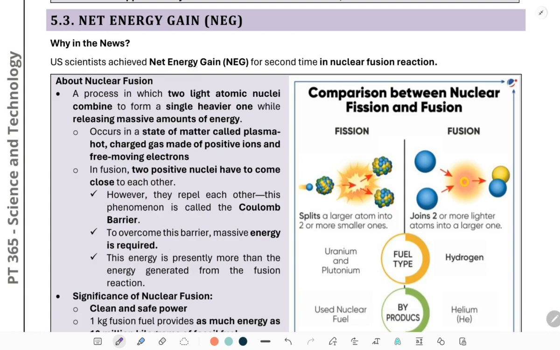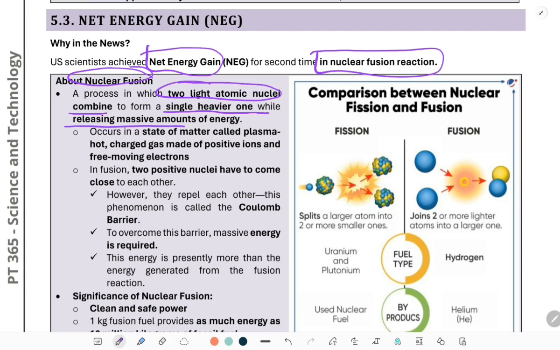Recently, US scientists achieved net energy gain for a second time in nuclear fusion reactions. We'll see about this nuclear fusion, a process in which two light atomic nuclei combine to form a single heavier one while releasing a massive amount of energy. It occurs in a state of matter called plasma, a hot, charged gas made up of positive ions and free moving electrons.